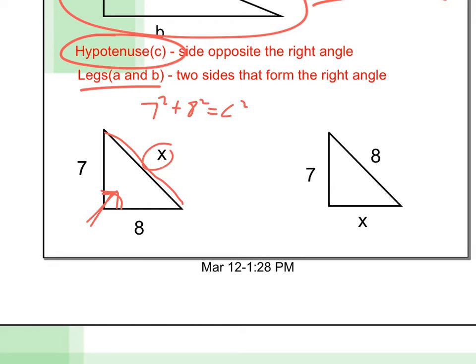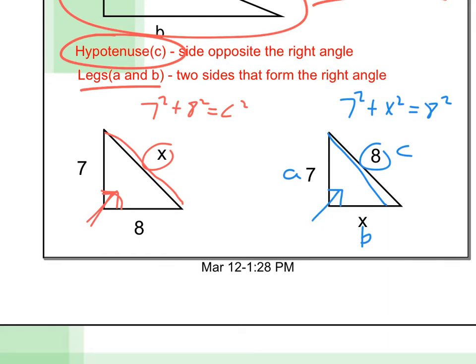But look at the other one. This one has the right angle here, and it's pointing across to the hypotenuse, and it gives us 8. So that's c in this case. Then the 7 is a, and this is our b, and again, they've used the variable x. So this one would set up as 7 squared plus x squared equals 8 squared, and then I have to solve it from there.